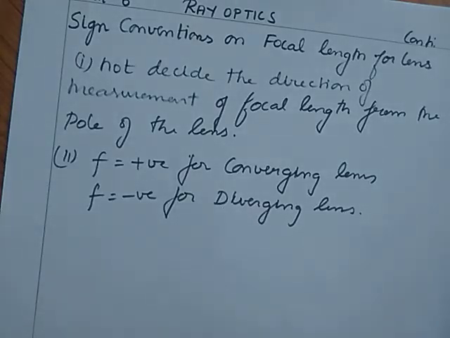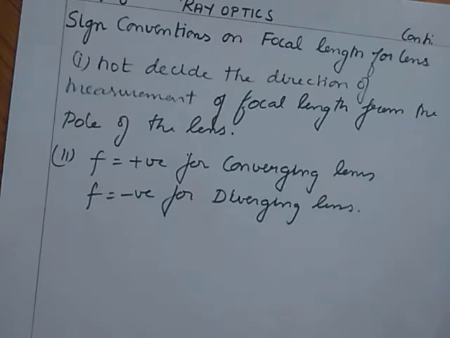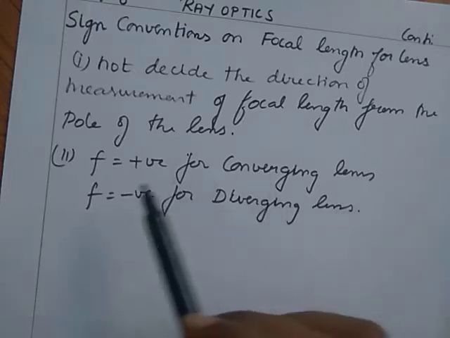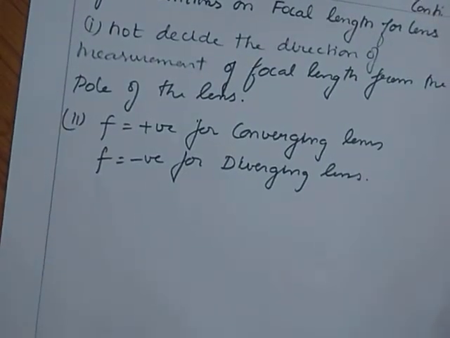The other sign conventions, that is image distance, object distance, radius of curvature, image height and object height, are all followed as in spherical mirrors. Only the focal length changes: for the converging lens, focal length is positive, and for the diverging lens, focal length is negative.